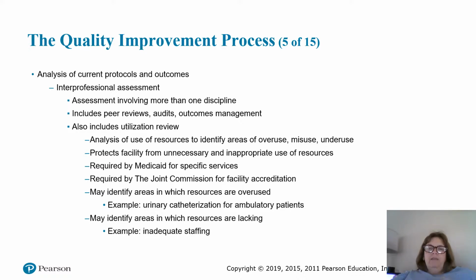It's an analysis of use of resources, and it identifies areas of overuse, misuse, and underuse, and protects the facility from unnecessary and inappropriate use of resources. It's required by Medicaid for specific services and the Joint Commission for facility accreditation. What we're looking at is areas in which resources are overused, and the example is too many urinary tract infections related to too many urinary catheters.